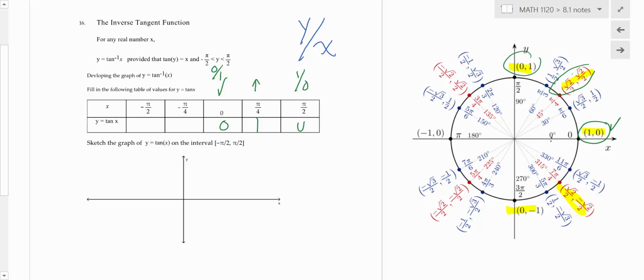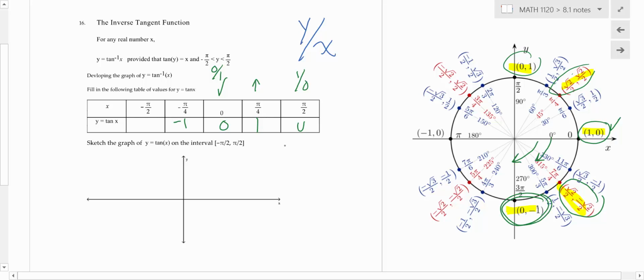Okay, now go to negative pi over 4. What's y over x there? Negative 1. Okay, then go to negative pi over 2. What's y over x there? Undefined. Okay, like that. So you've already learned how to do the graph of the tangent. You're just going around and doing that ratio of y over x like that. Okay? Now let's go ahead and graph this.